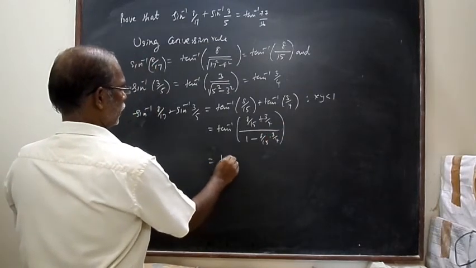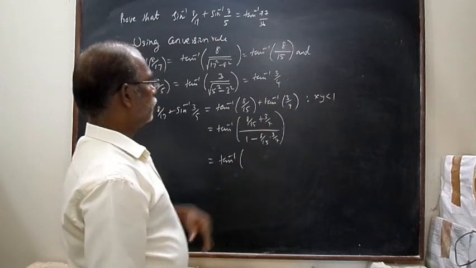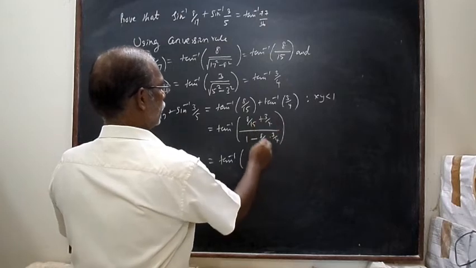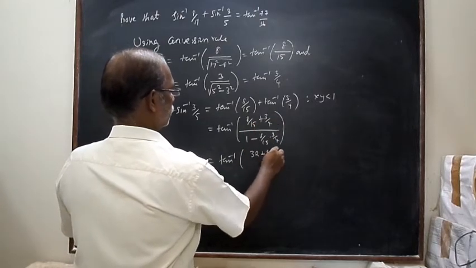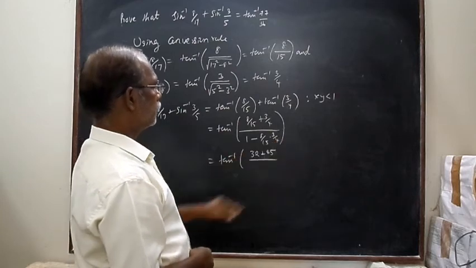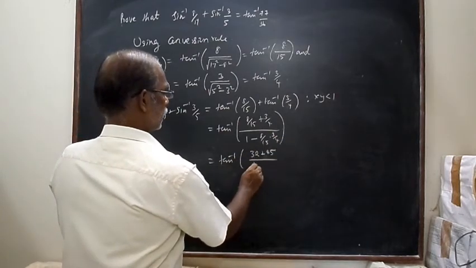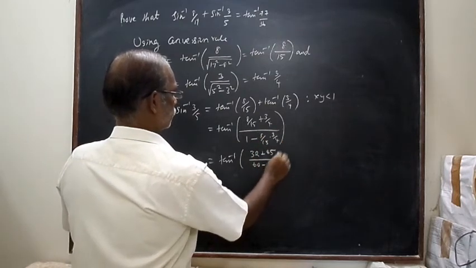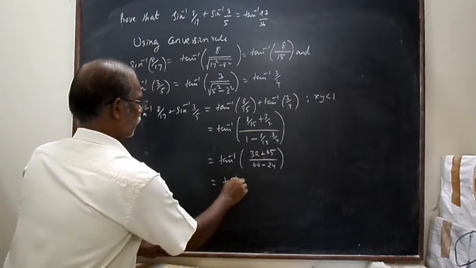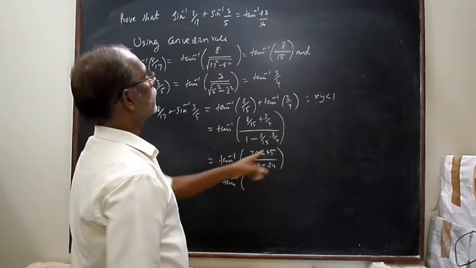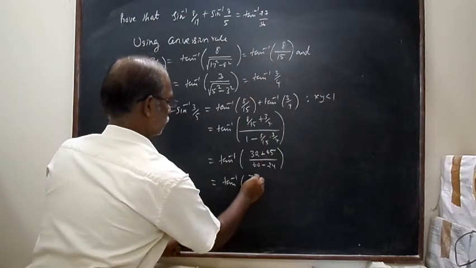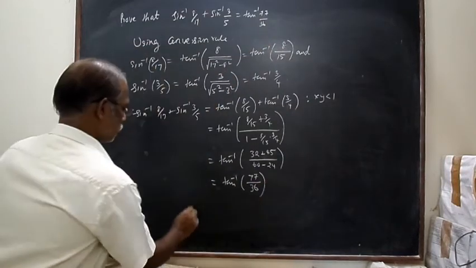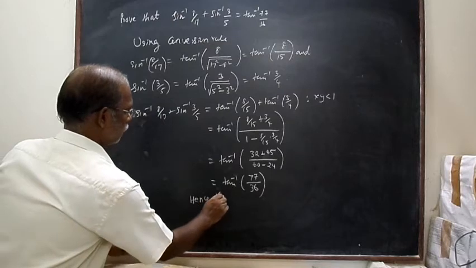On further simplification, 15 into 4 is 60, so 8 times 4 is 32 plus 15 into 3 is 45, and in the denominator 15 into 4 is 60 minus 3 times 8, 24. Then tan inverse of 77 by 60 minus 24, 36. So this is the required result, hence the proof.